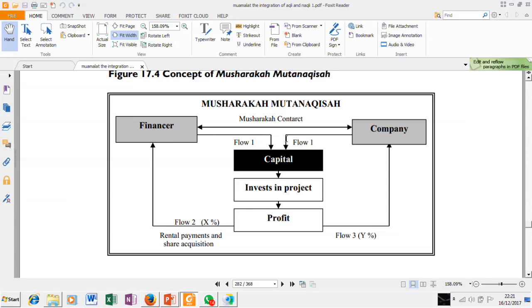So basically, the best part here is that, remember last time the financier has 90% of the share and the company has 10%. The company can purchase or acquire the shares bit by bit, and at the end of the day, the company can own all the shares from the financier and can acquire the asset. So that's why it is called diminishing, whereby the shares of the financier will be diminishing from time to time until the end of the project investment.